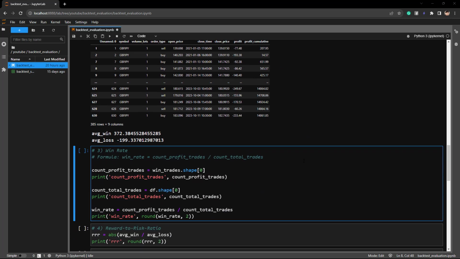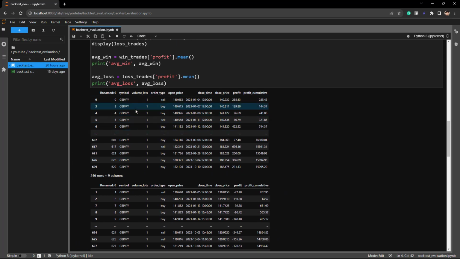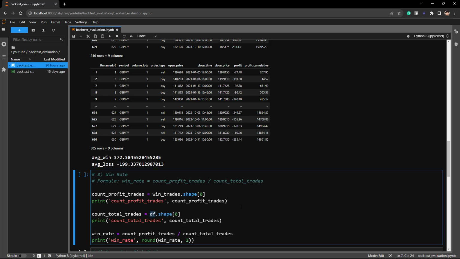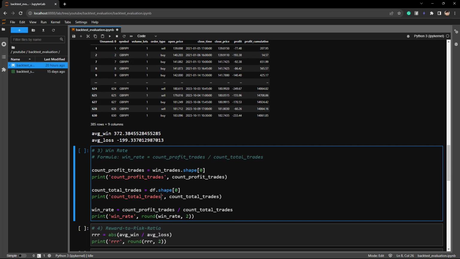To get that, we can simply take the win trades data frame and use .shape[0], which returns the number of rows in the DF. So count_profit_trades is equal to win_trades.shape[0], and we can apply the same logic to the count of total trades. We just use the original DF containing all the trades, and by taking shape[0], we get the count of total trades. So the win rate formula is here: win rate is equal to count_profit_trades divided by count_total_trades.